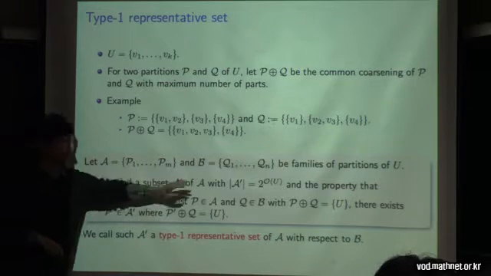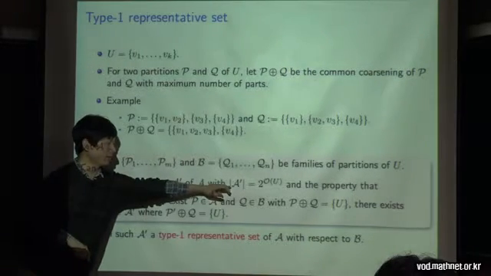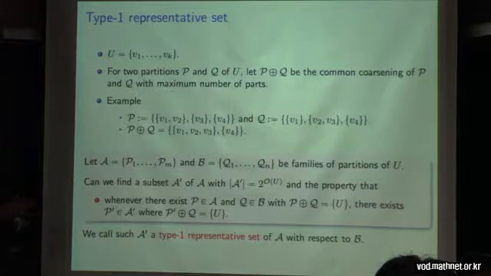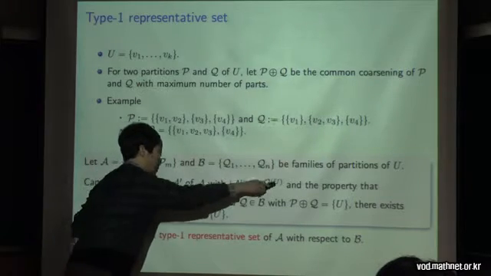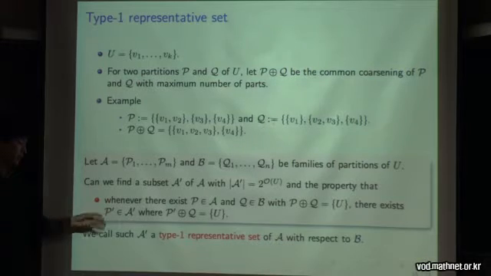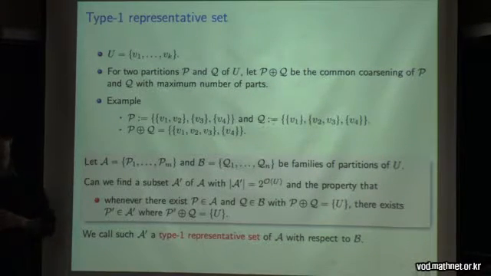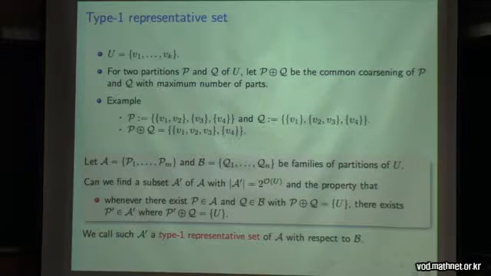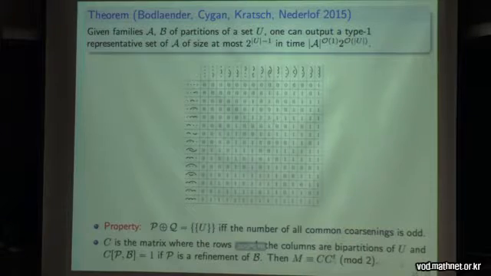But then I have a size restriction that the total size of A prime is bounded by 2 to the order of U. I should put this size U here. Okay, so such a set A prime is called the type 1 representative set of A with B. So can you find this? And what they show is that you can really find such a set.